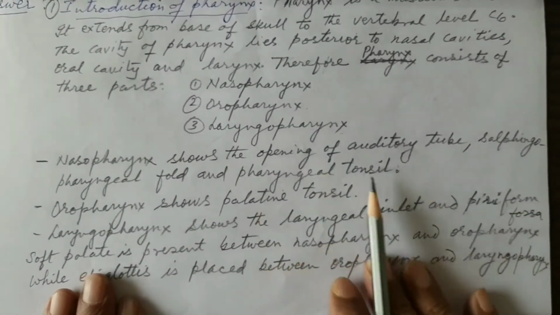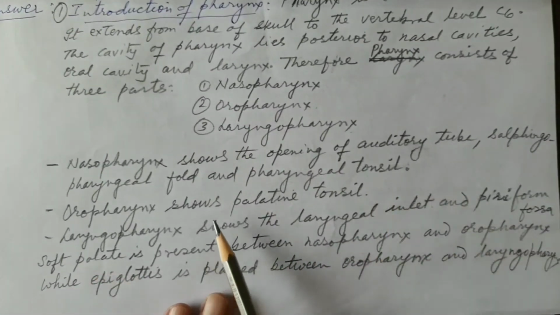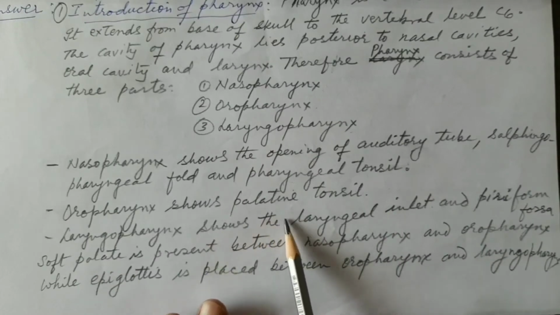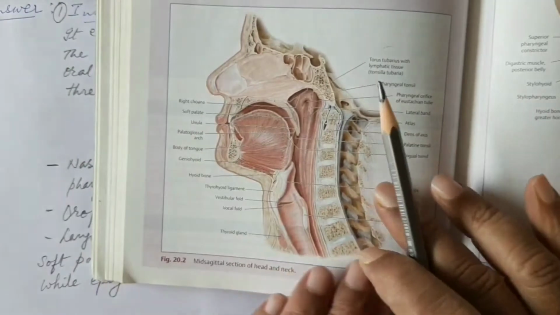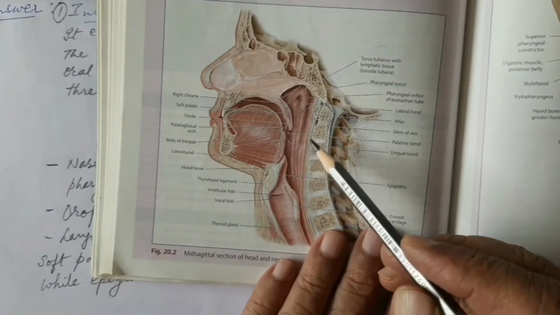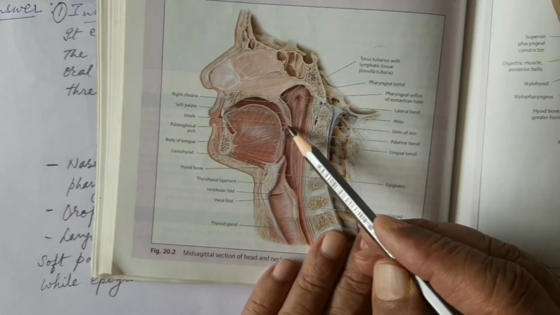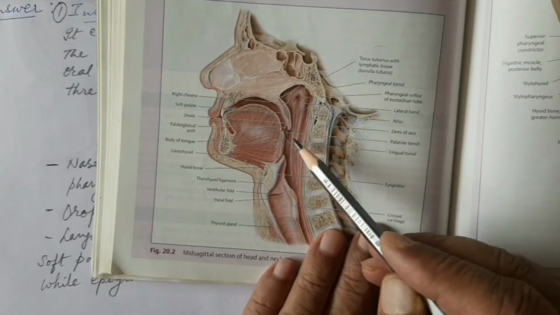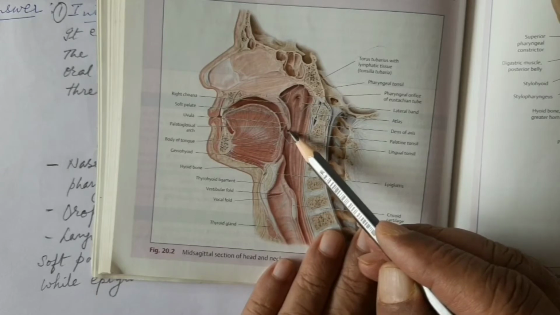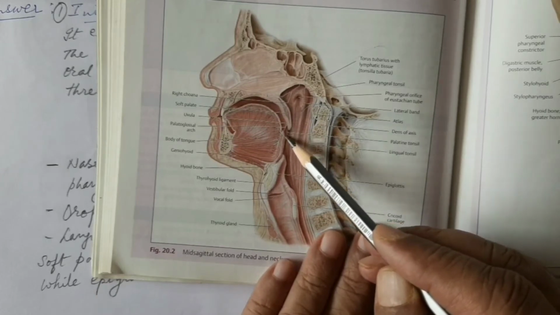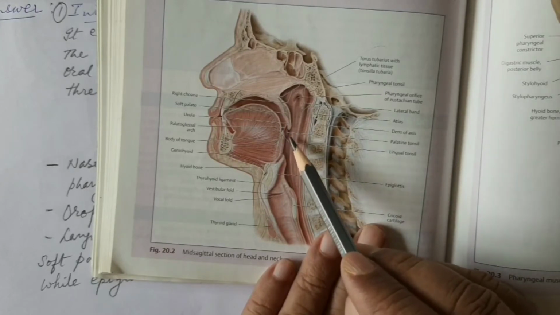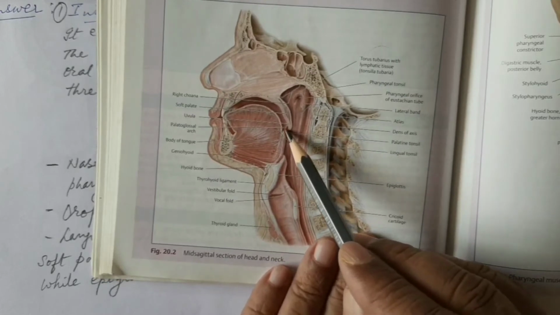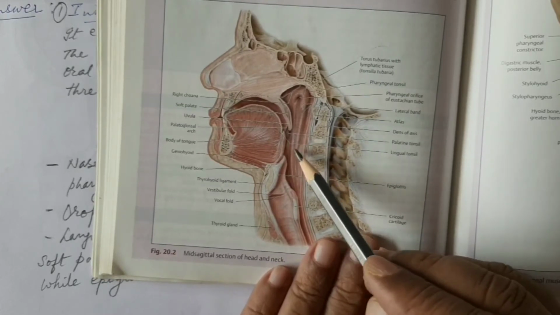Okay, let's come to the oropharyngeal part here. The oropharynx shows the presence of the palatine tonsil. We have already learned about the palatine tonsil, and this part is between the palatoglossal and palatopharyngeal folds. This is the palatoglossal arch or fold, and this small bulging seen at the tip of the soft palate, in the lateral wall of the pharynx, is called the palatine tonsil, posterior to the palatoglossal fold or arch.